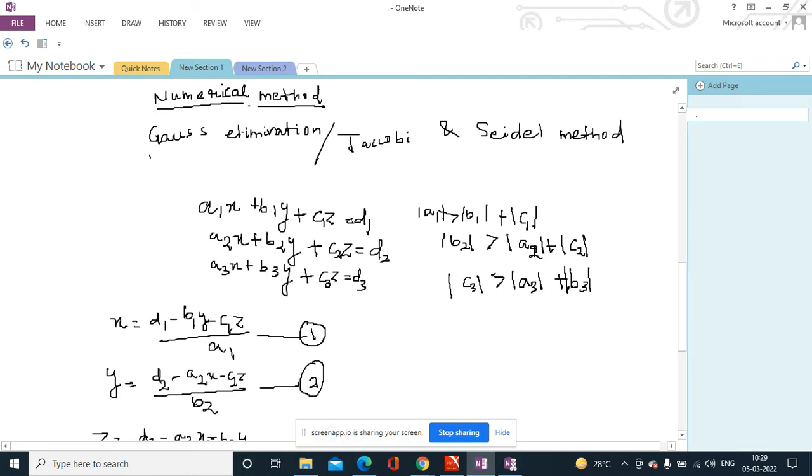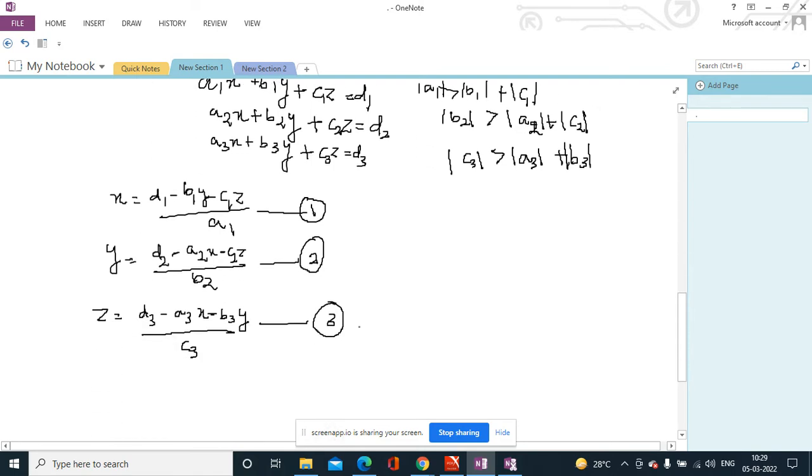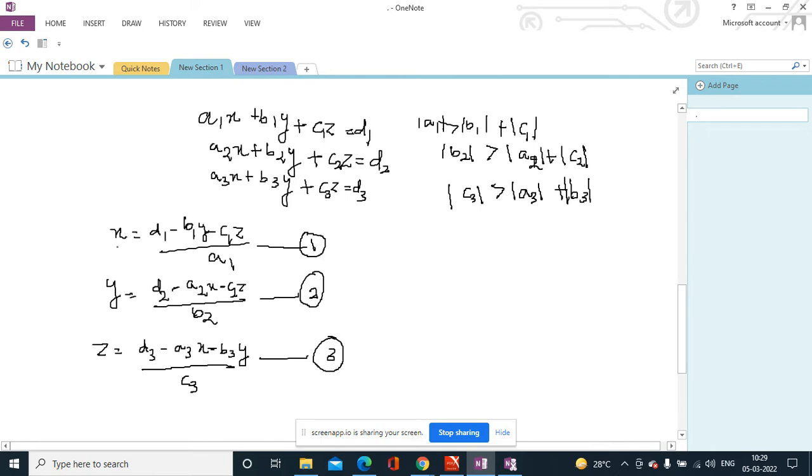So a1 will be more here, b2 will be more here, c3 will be more here, if we form a matrix of 3 cross 3. We'll write x as d1 minus b1y minus c1z by a1. Similarly, y from the second equation will be d2 minus a2x minus c2z by b2, and z from the third equation will be d3 minus a3x minus b3y by c3. So we have got three equations.